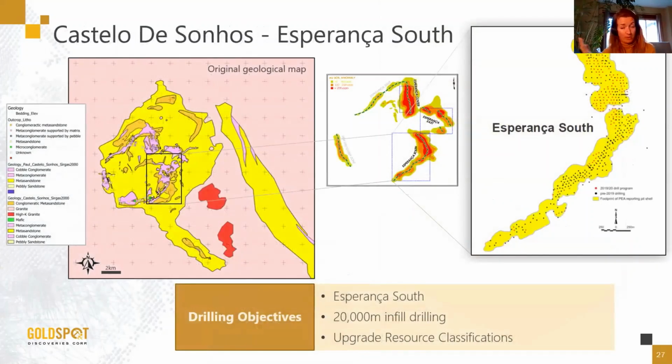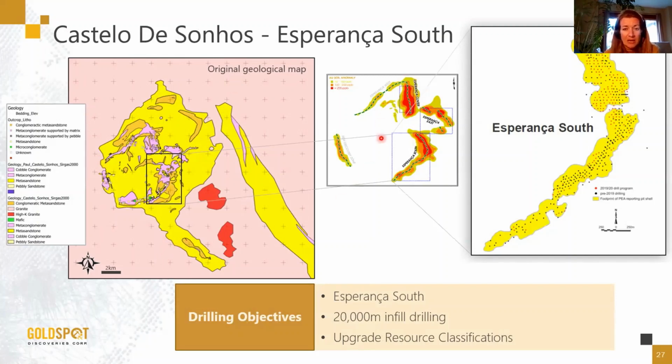So now that we all feel super comfortable with paleoplacer gold deposits, we can refocus our attention back to Castelo de Sonhos. So we have our original geological map here, and it's a very good map. It's really functional, but the detail is relatively spatially limited to this area and insufficient for regional exploration. So we have the metaconglomerate here in hot pink, and we have the meta sandstone beside it and around it in yellow, and it's all encompassed by this granitic unit here.